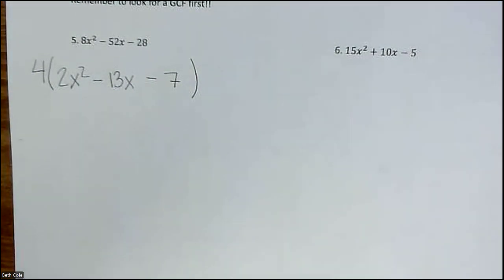Basically, and that was a really good question. How do you know if there's a GCF? Basically, if all the numbers are too big to deal with, there's probably something that goes into all of them. But here's the other thing that you can do. You can just always test it.